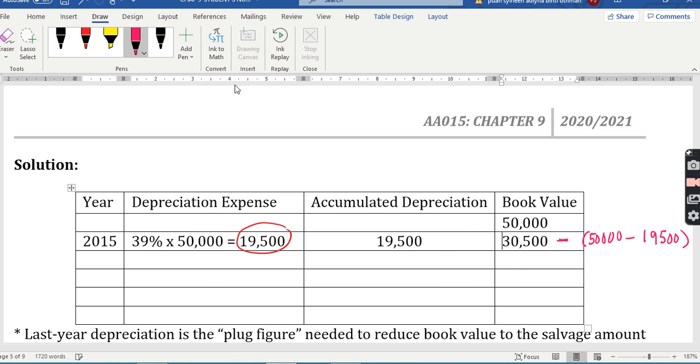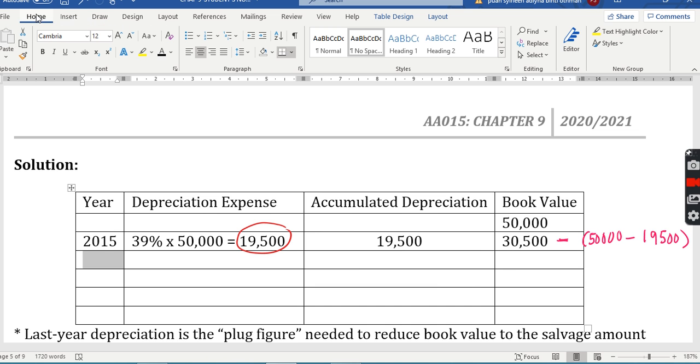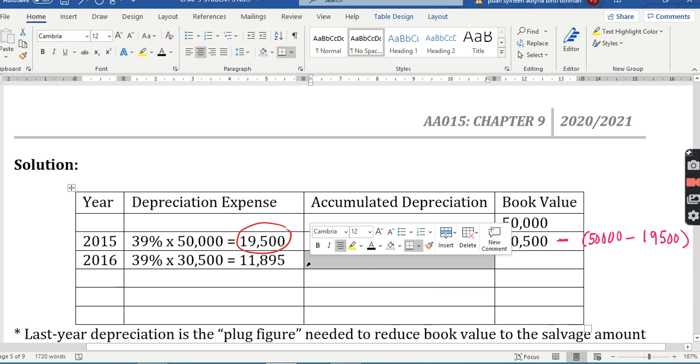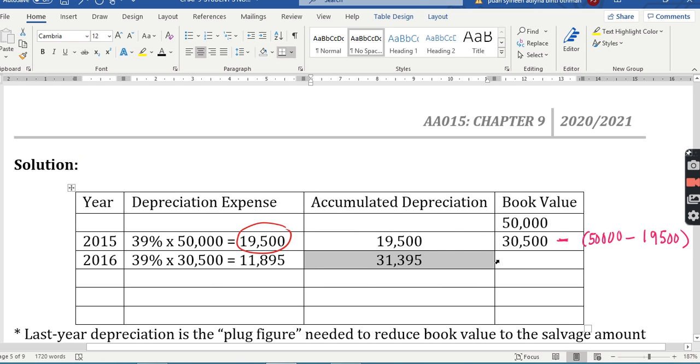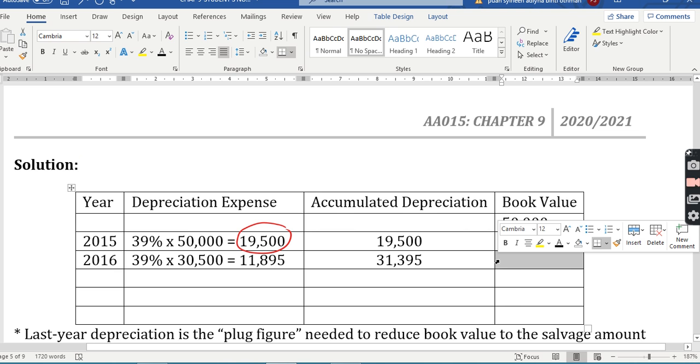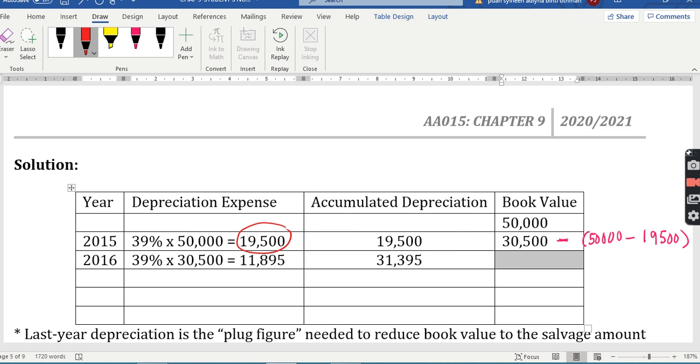But we multiply with the latest book value. So the depreciation expense for the second year will be 11,895. The accumulated depreciation for the second year is 11,895 plus 19,500. This is how you get 31,395. So the book value here will be 30,000.